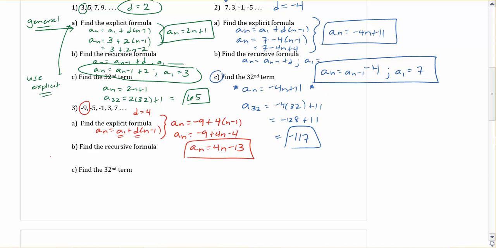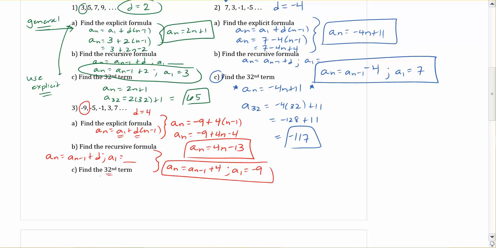The recursive formula is a sub n equals a sub n minus 1 plus d, and I need to put down what my first term is. So let's go ahead and do that. I'm going to say a sub n equals a sub n minus 1. My common difference we said was plus 4, and my first term we said was negative 9. So that's going to be my recursive formula.